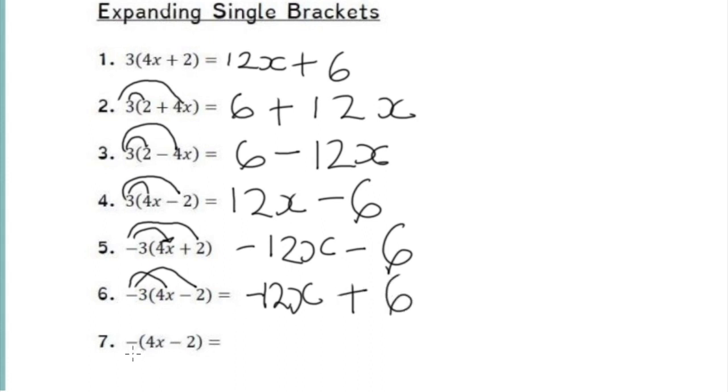Then on the last question, that would be minus 1 times 4x, which will give us a minus 4x. And then a minus 1 times a minus 2, which will give us a positive 2.